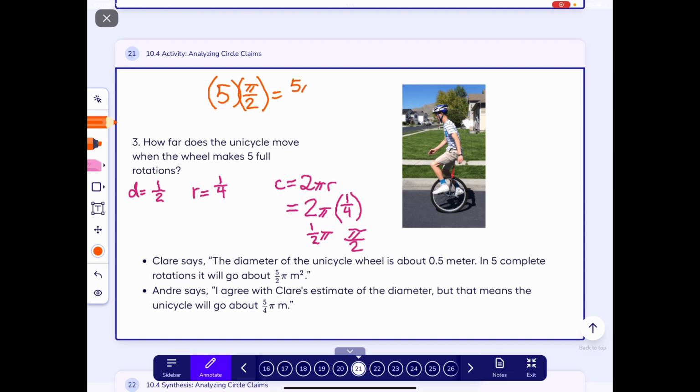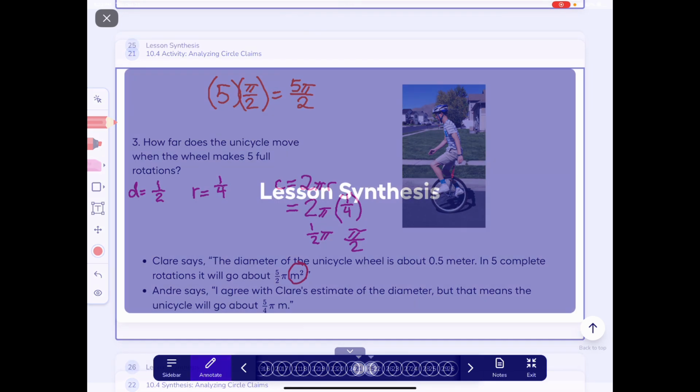Usually you can simplify that to 5 pi over 2. And that is not the same thing as 5/4 pi or 5 pi over 4. So neither of them are correct. Claire does have the correct calculation, but she used meters squared. Meters squared, that's an area measurement. That's for 2 dimensions. When you're using squared, it's for area, not circumference.